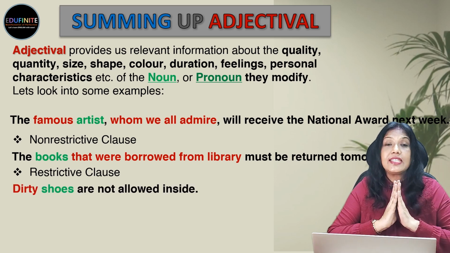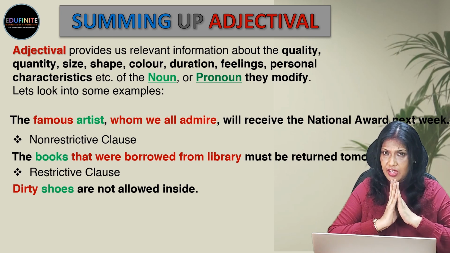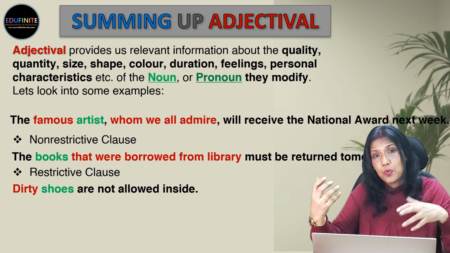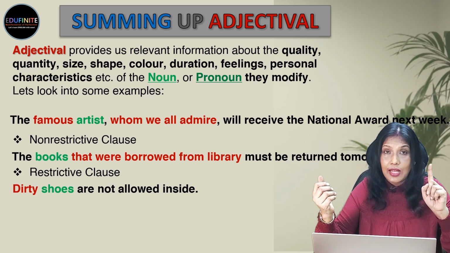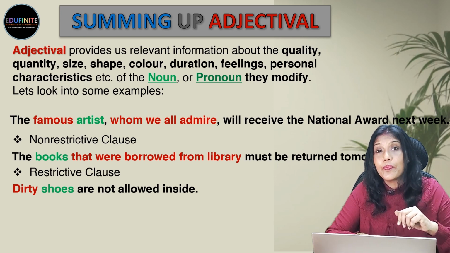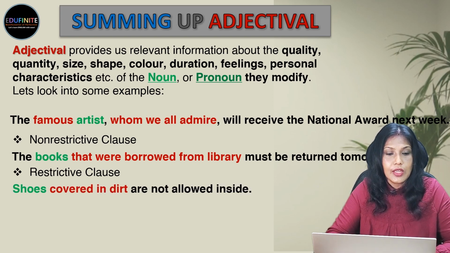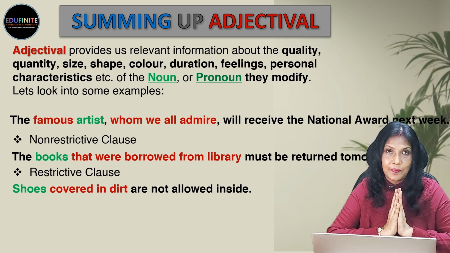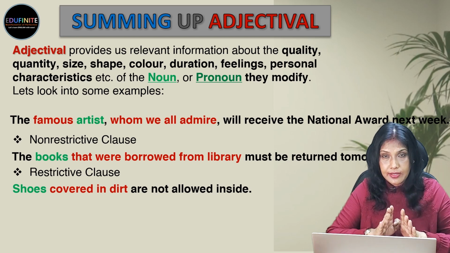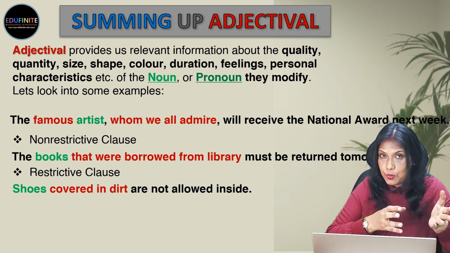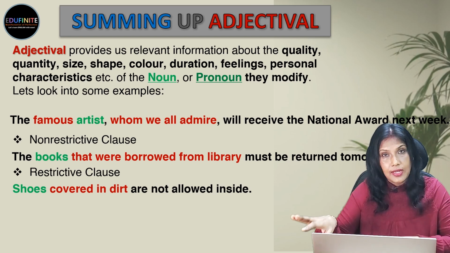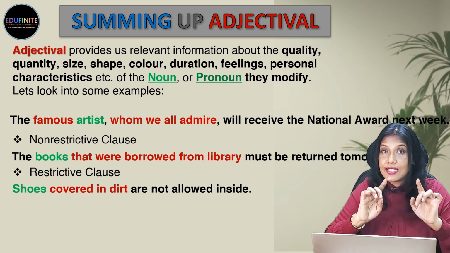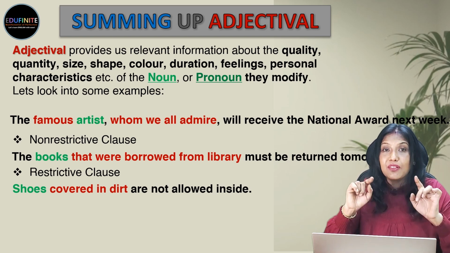The next one. Dirty shoes are not allowed inside. Yes, dirty shoes are not allowed inside. So dirty is telling us about the shoes. What type of shoes? Dirty shoes. So that's the adjective. Now let's replace it with a phrase. Shoes covered in dirt are not allowed inside. Now, this is a phrase. Covered in dirt. What are covered in dirt? Shoes. So those type of shoes are not allowed inside. So covered in dirt is a phrase. Now we can see this is a past participle phrase.